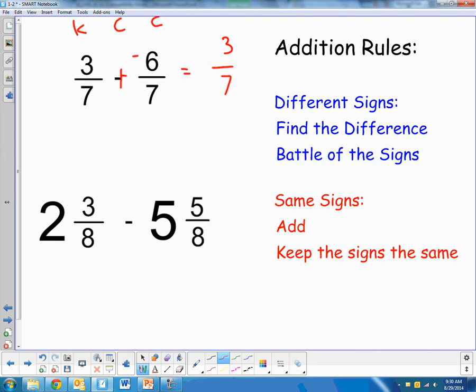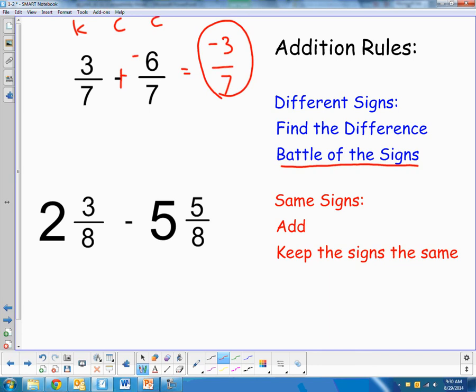And if I play that battle of the signs, I see that 6 is bigger than 3, which means that I'm going to use a negative to speak of the answer. And so we've got a negative 6. 6 is bigger than 3. So my answer is going to be -3/7. And that is as reduced as I can get it.